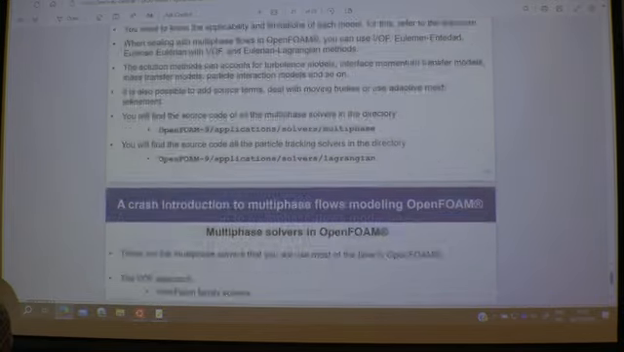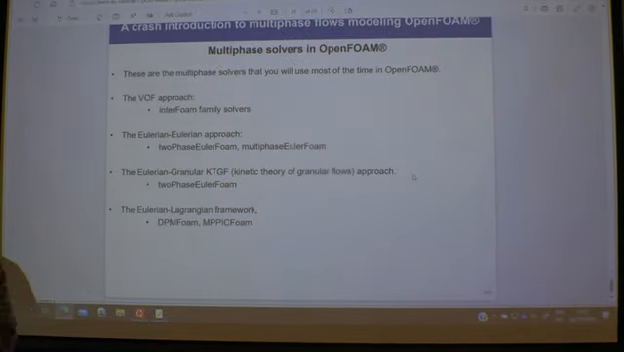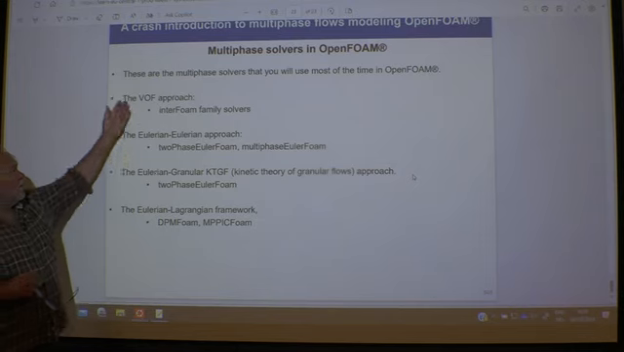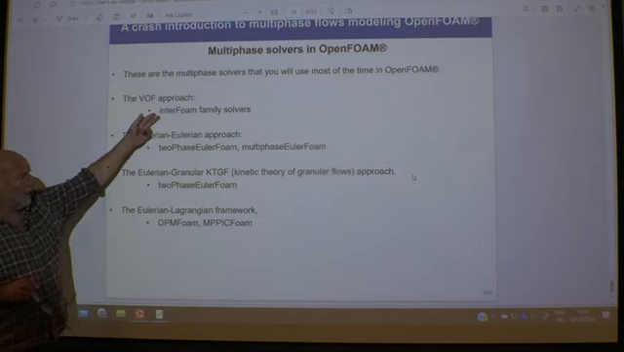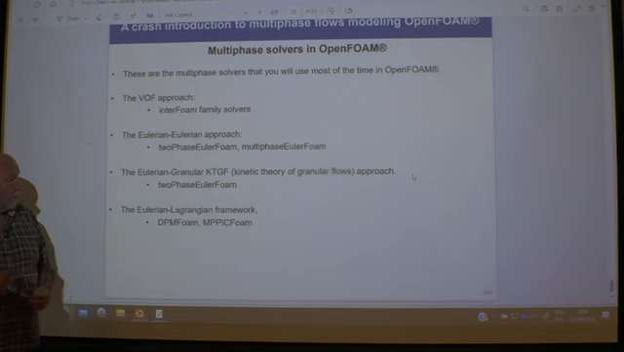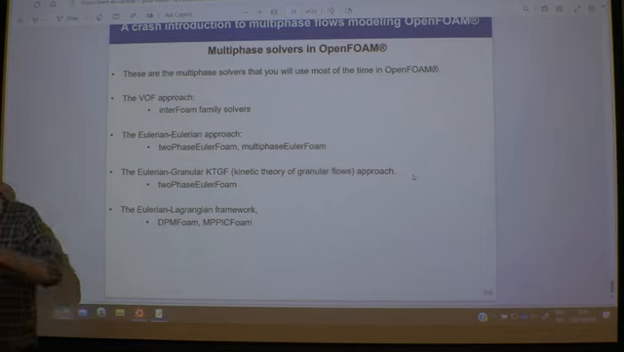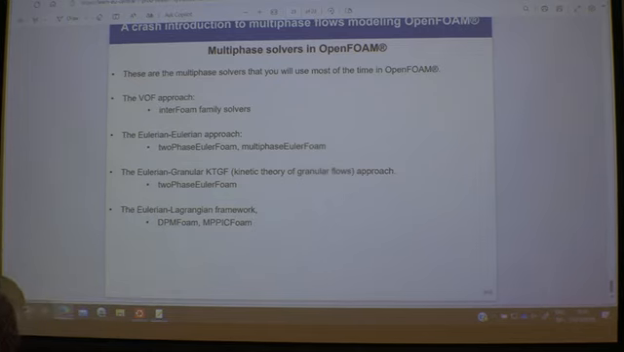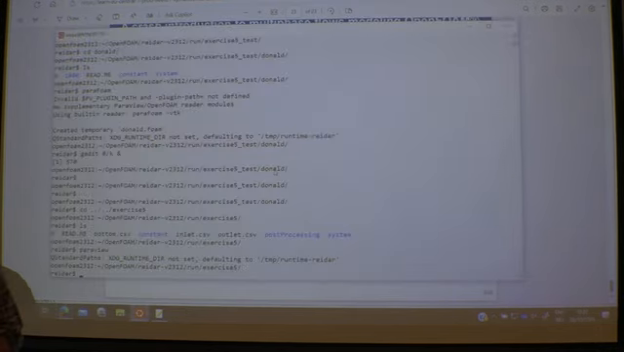Let us then try to make some demos here. So VOF, interFoam, that's fairly straightforward actually. You have a whole bunch of others, but we start easy. So let's try a tutorial. You should have a dam break case. So let's try that one.